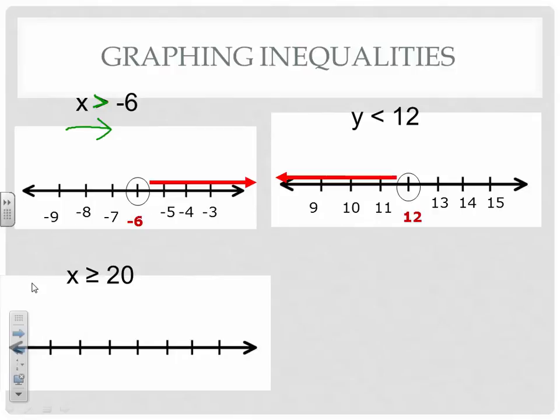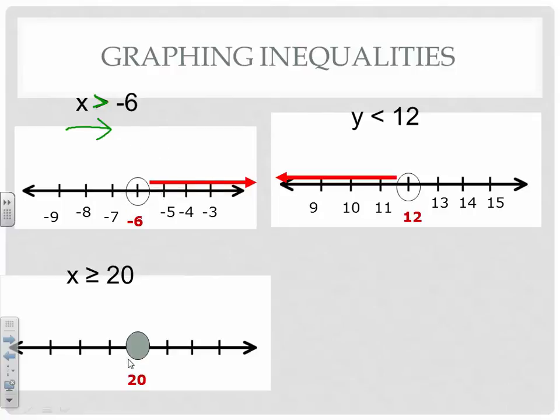Okay. If we look at the next one down with the x is greater than or equal to 20, so we put our symbol here, and look what's different. We would call this up here an open circle, and we would call this a closed circle. Here's the difference. A closed circle means we're counting 20. An open circle means we're not counting -6, we're counting everything above it.